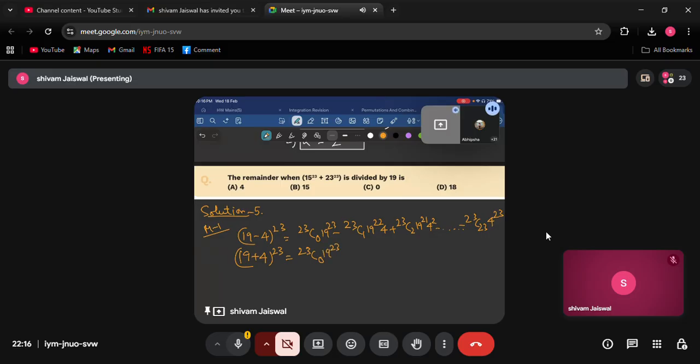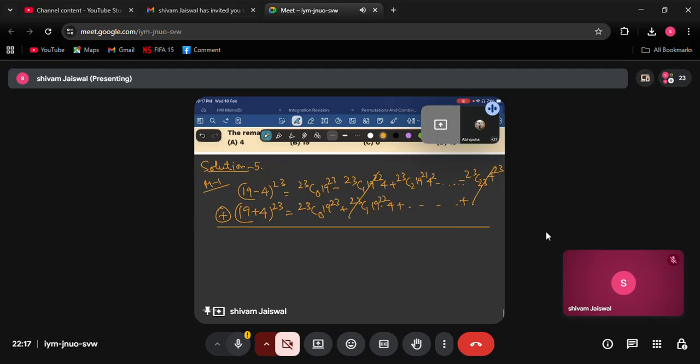19 to the power 23 plus 23C1 into 19 to the power 22 into 4 plus dot dot dot. Like this it goes on. Last one will also be plus. So when you add, all the odd power terms will get cancelled. You're going to get 2 into 23C0 into 19 to the power 23 plus 23C2 into 19 to the power 21 into 4 squared plus dot dot dot. Lastly, you are going to get 23C22.